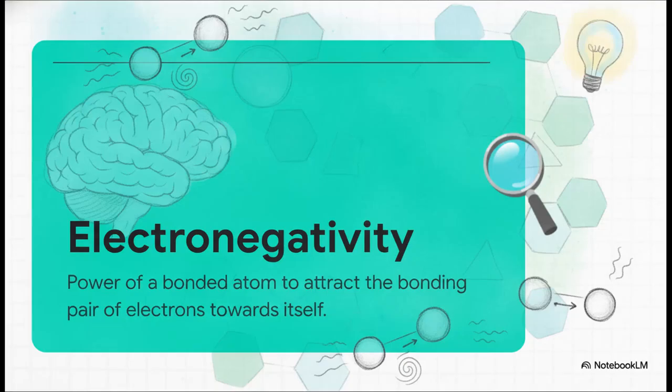Right off the bat, I need you to commit this exact phrasing to memory. Electronegativity is the power of a particular atom that is covalently bonded to another atom to attract the bonding pair of electrons towards itself. Examiners love asking for this specific one-mark definition. And pay attention to the keywords here: covalently bonded and attract the bonding pair. Don't fall into the trap of just saying it attracts electrons in general. It specifically has to be a bonding pair in a covalent bond. Lock that detail into your memory bank.